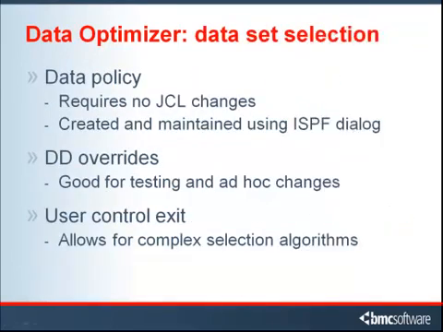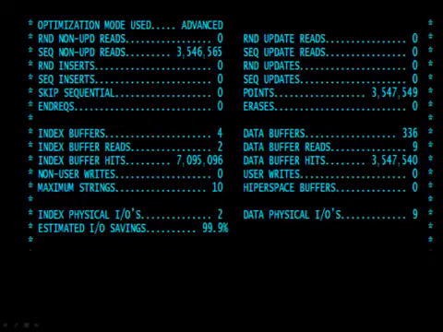MainView Batch Optimizer policies are sets of rules that you set to control how the product works in your environment. By setting policies, you get optimization that is transparent to existing programs. Sample policies are provided, and you can make changes through the ISPF interface. You can use DD overrides for testing and ad hoc changes. You can also use a user control exit for complex algorithm selections.